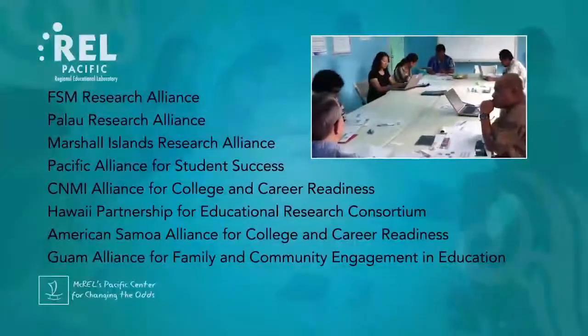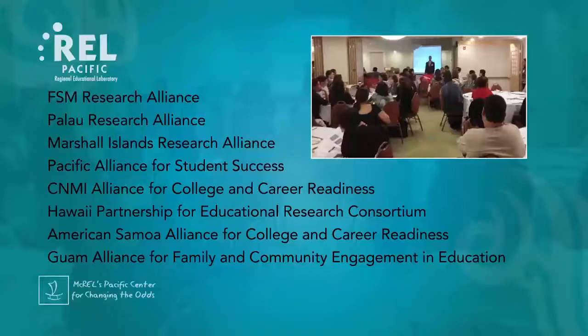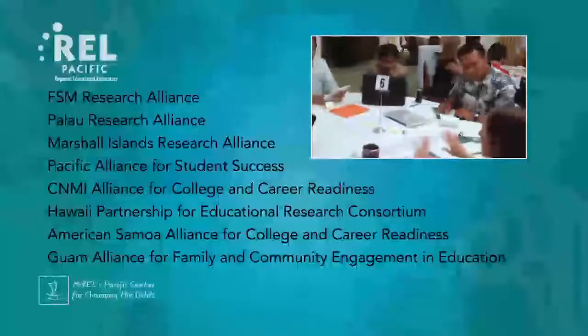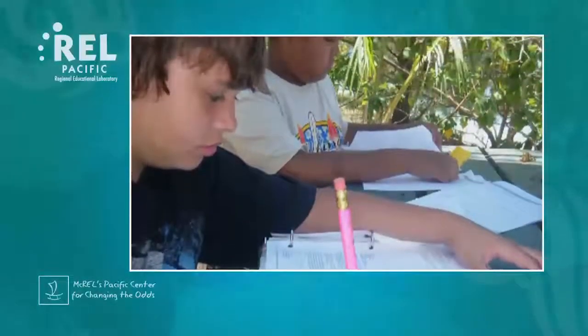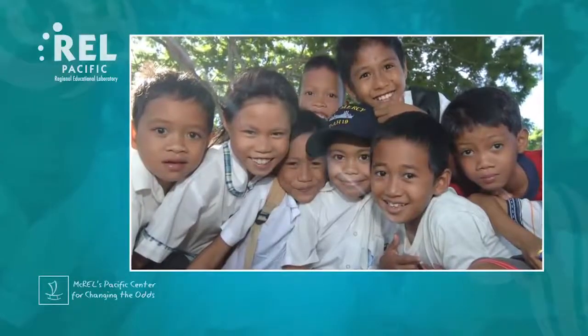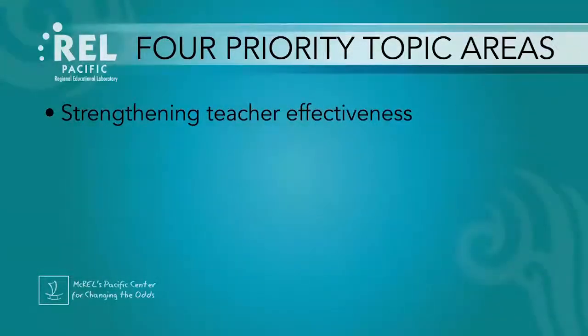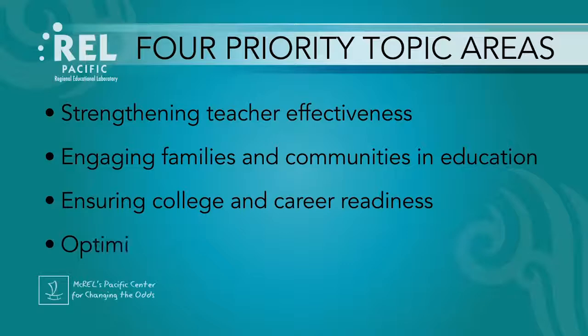We also support consortia called research alliances that bring together stakeholders in the Pacific to work collaboratively to address problems and questions of high priority and relevance in the field of education. Our work focuses on 4 priority topic areas: strengthening teacher effectiveness, engaging families and communities in education, ensuring college and career readiness, and optimizing data systems.